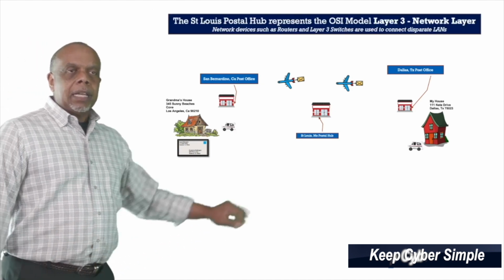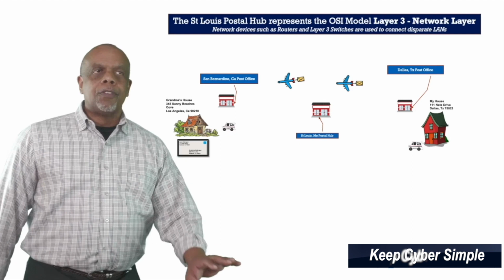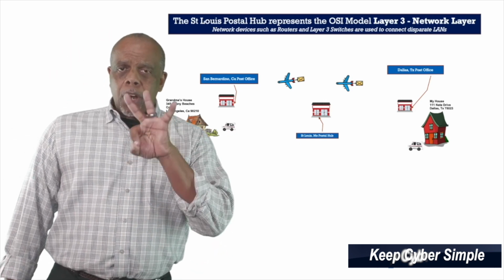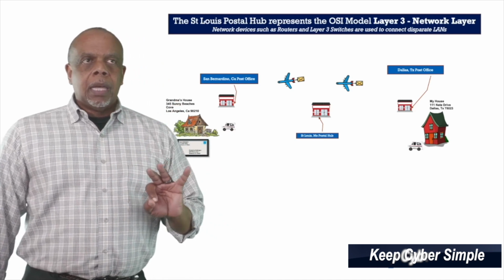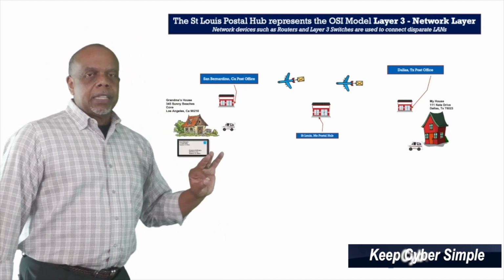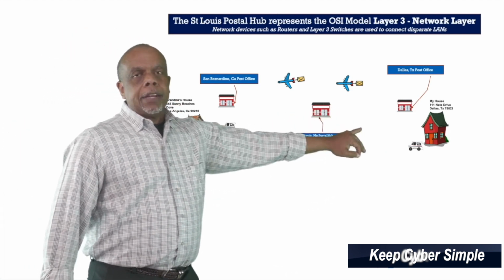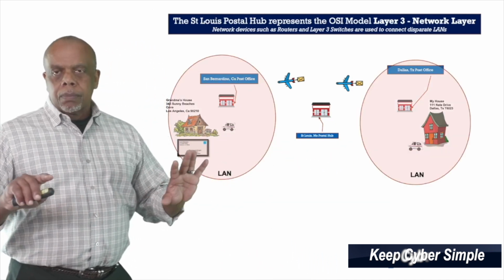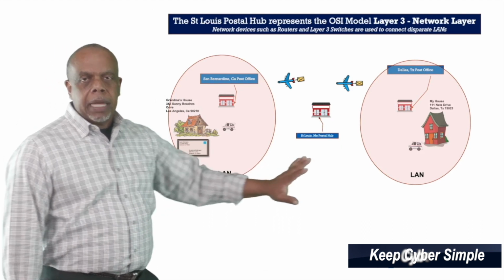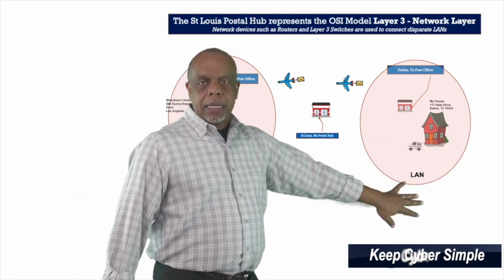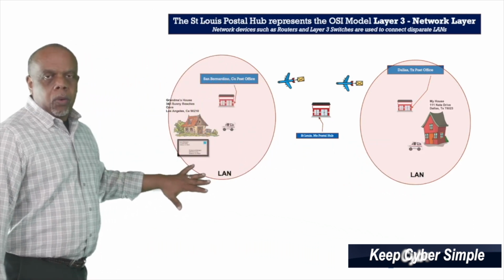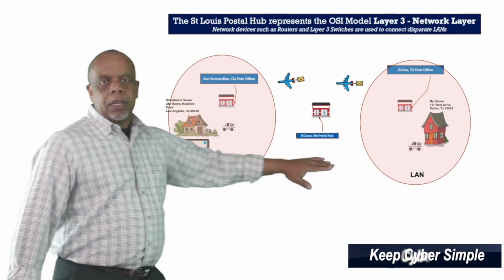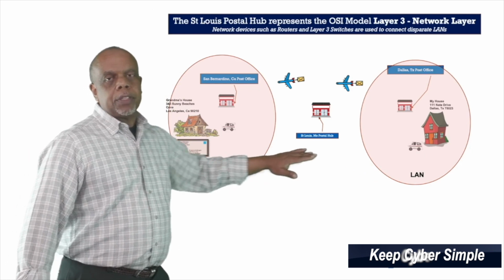So in effect, this St. Louis post office is operating as a layer 3 device. A layer 3. Now what layer 3 devices do, this router, in effect, it connects disparate local area networks. Meaning, I have a local area network here where I live. There's a local area network where my grandmother lives, but the two aren't able to send traffic or send mail back and forth to each other.